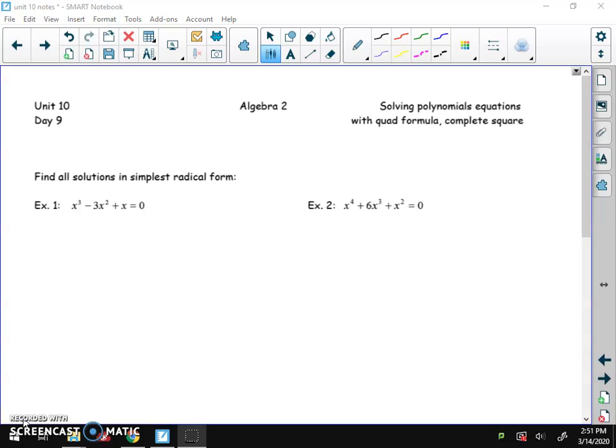Today we're going to do Unit 10, Day 9, and the lesson today is very similar to the lessons for Day 7 and Day 8, except today we're not going to be able to factor through all the questions. For example, if you look at example 1, it starts out really nicely because you have a GCF. It's already set equal to 0.